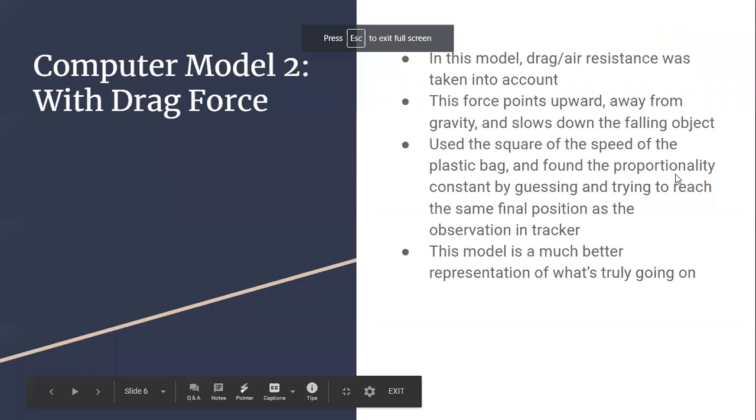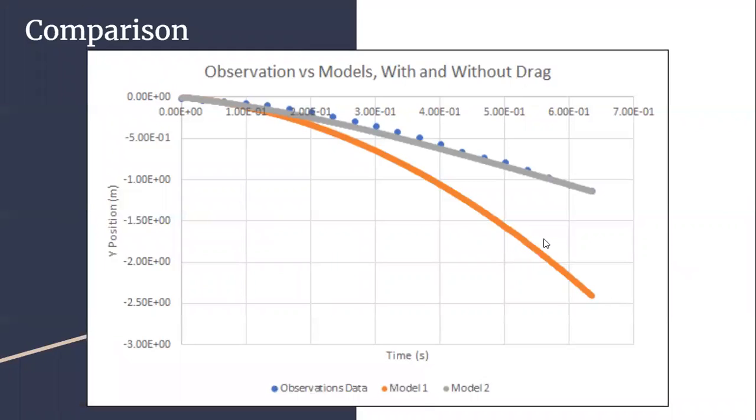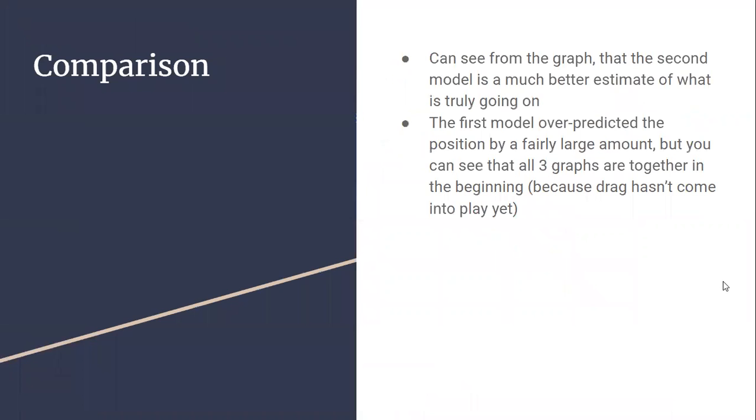So when we compare these two, we can see that model 2 is a much better and accurate representation of what's truly going on with the paper bag versus the model 1, which overestimates the y position by quite a lot because there's no air resistance taken into account. Again, here is a summary of everything I've said. The first model overpredicts that position, but you can see that in the beginning, all three graphs look quite the same because drag hasn't come into play yet.